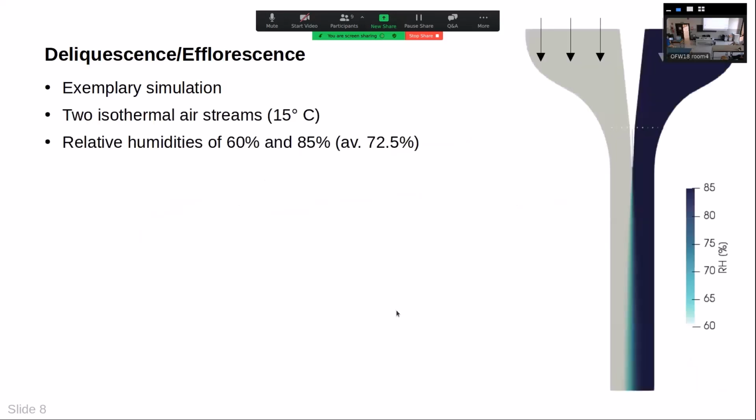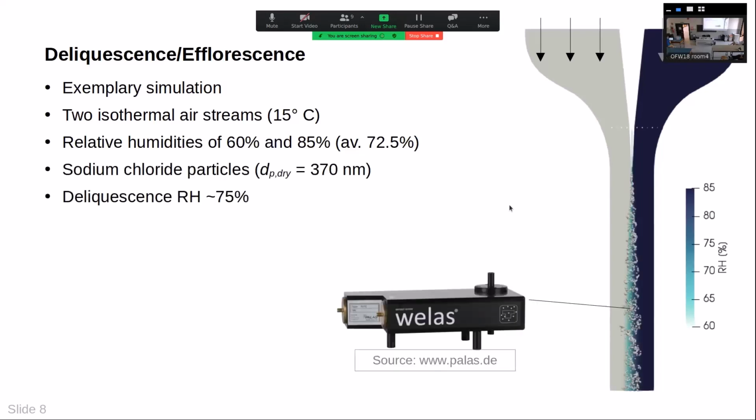And there is a simulation for this. This is what we already have seen in the introduction. So here we have two different airflows coming from the top. In the left airstream, we have a relative humidity of 60%, but in the right one, we have 85%, so that we are on average at 72.5% relative humidity. And then we inject sodium chloride particles with a diameter of 370 nanometers. So on average, we are below this deliquescence humidity of 75%.